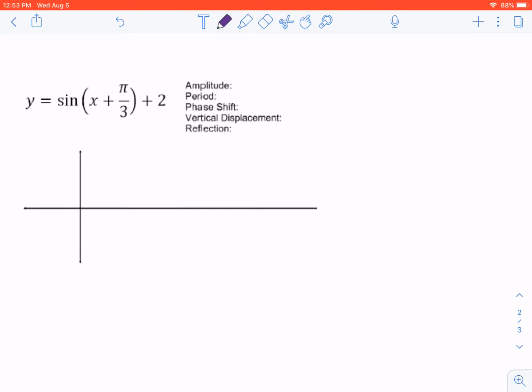All right, here we go. So we're going to do the sine of x plus pi over 3, plus 2. So we're going to start out with our parent graph, right?